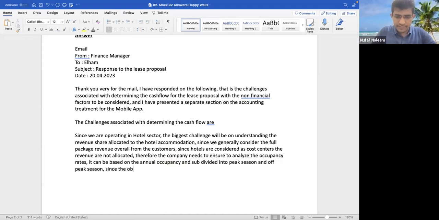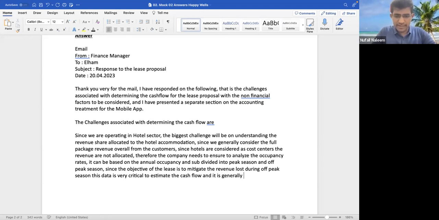Since the objective of the lease is to mitigate the revenue lost during off-peak season, this data is very critical to estimate the cash flow. And it is generally challenging as well to collect this data immediately.